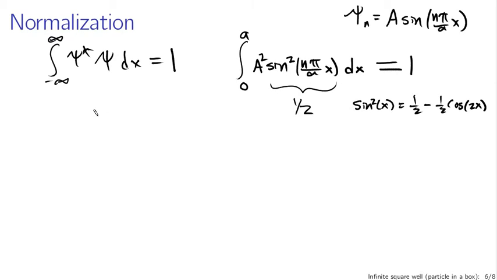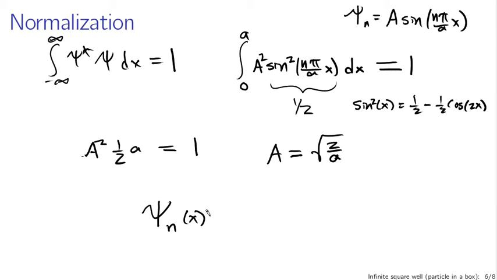And what we end up with then is A squared times a half of the actual interval we're integrating over, 0 to a. So technically this should be a minus 0, but you get the idea. The integral must equal 1 in order for things to be normalized, which tells us that A is equal to the square root of 2 over a. Big A is the square root of 2 over little a. So that determines our normalization constant. Now we know everything about our solutions. Psi sub n of x is root 2 over a times the sine of n pi over a x.